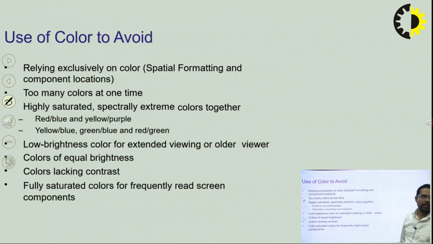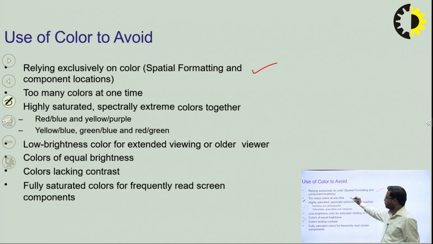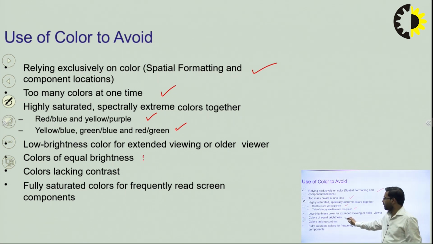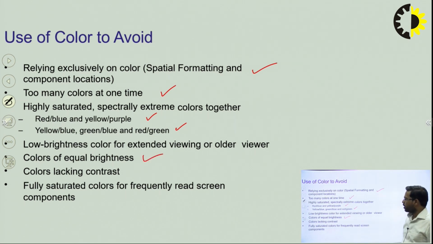Use of color: avoid relying exclusively on color; use spatial formatting and component location as well. Avoid too many colors at one time. Avoid highly saturated, spectrally extreme colors together, such as red with blue and yellow with purple. Yellow with blue, green with blue and red with green are highly saturated combinations which should be avoided. Use low brightness colors for extended viewing or older viewers. Colors of equal brightness we have to avoid. Colors lacking contrast we also have to avoid, and fully saturated colors for frequently read screen components we also avoid.